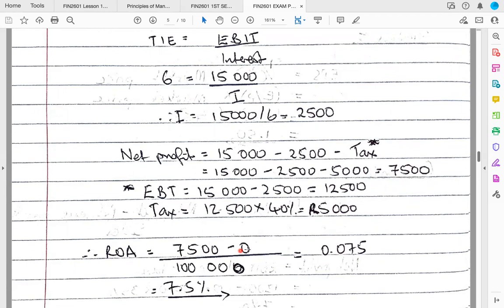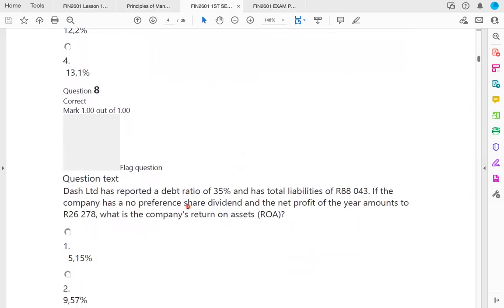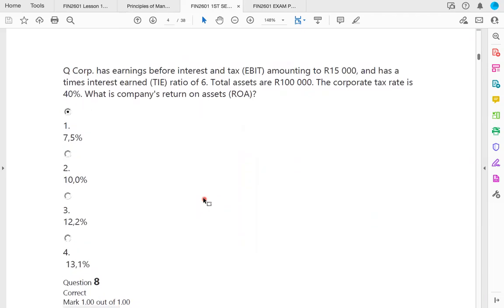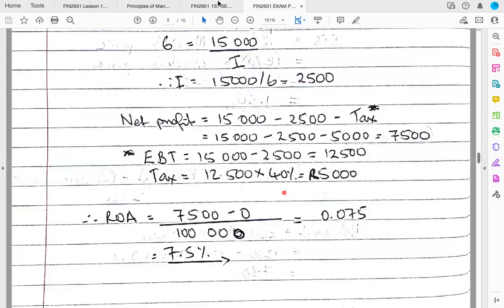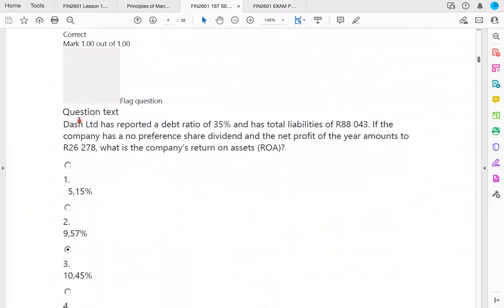0.075. So just remember the ratios, which are percentages, right? Return on assets, net profit margin, return on equity, operating profit margin. See, those are all percentages. Gross profit margin, net profit margin, operating profit margin, return on equity, return on assets. I think those are the 5 percentage ratios we have. And the debt ratio. The debt ratio can also be expressed as a percentage. And there it is for question number 7. So the answer for question number 7 is 7.5%, which is the first option. So the student got it right there.